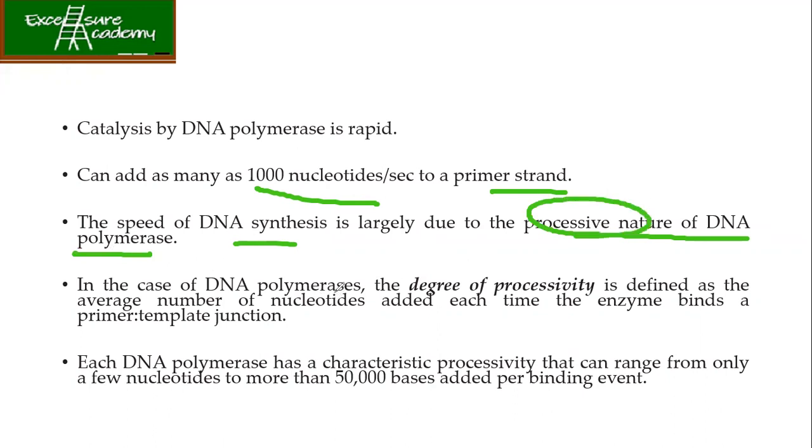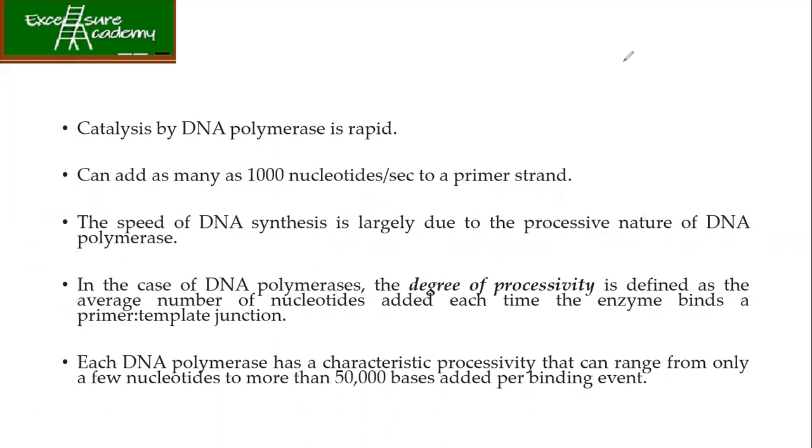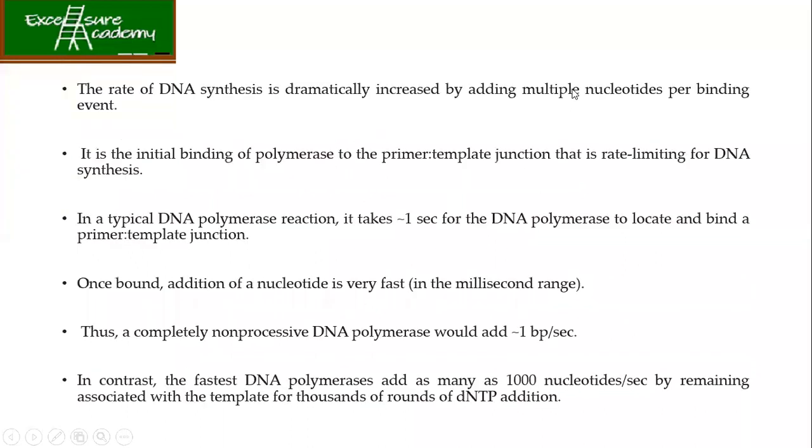In the case of DNA polymerase, the degree of processivity is defined as the average number of nucleotides added each time the enzyme binds to the primer template junction. For example, we just said that it can add around thousands of nucleotides per second to the primer strand. Each DNA polymerase has a characteristic processivity that can range from only a few nucleotides to more than 50,000 bases added per binding event. In the coming lectures, we'll see that some polymerases add only one or two nucleotides, while others add around 50,000.